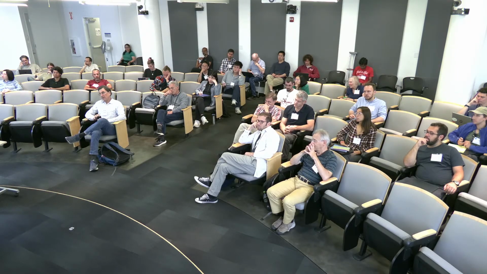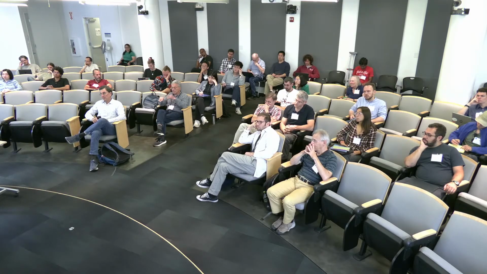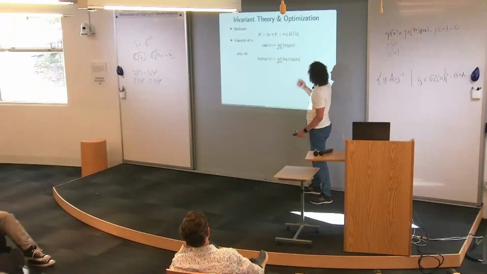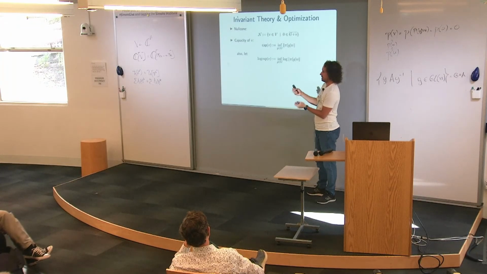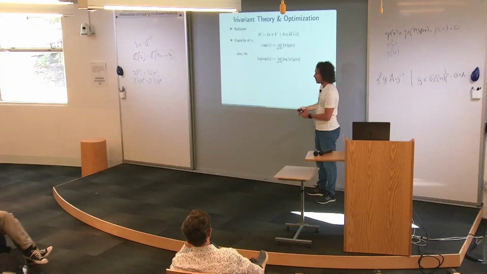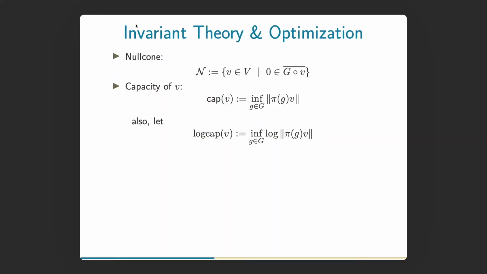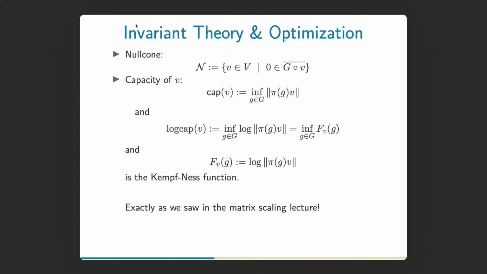And now we know that V is in the null cone if and only if my capacity is 0, because the minimum norm here, the infimum norm, will be 0. Does that make sense? Okay, so now we're going to see this in terms of optimization. Because separating 0 from non-zero is a little bit bad, I want to zoom in on the closeness to 0. I'll zoom in by putting a log here. If I minimize the log of the norm, I get the log capacity. I'm going to call this function my log norm function, which is also known in the literature as the Kempf-Ness function.